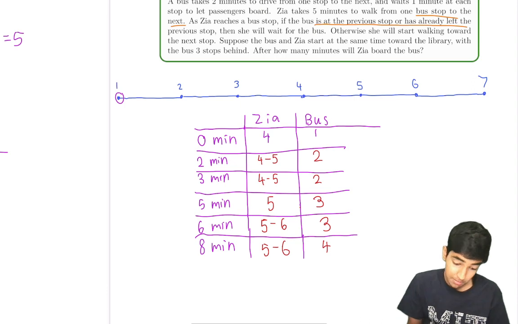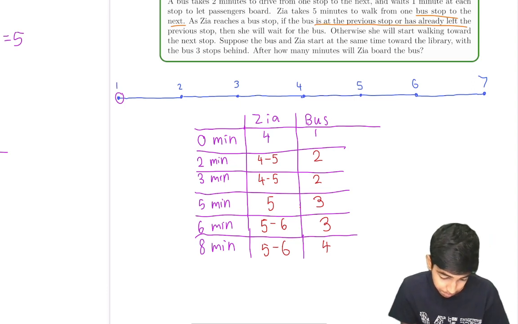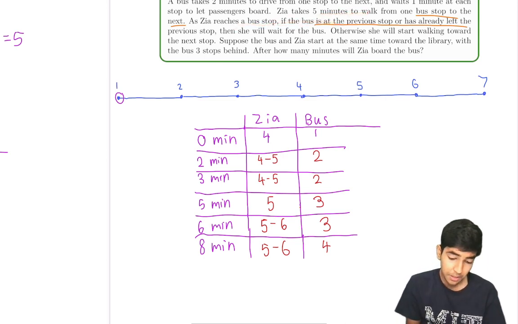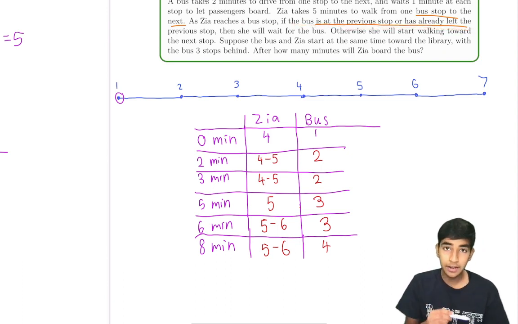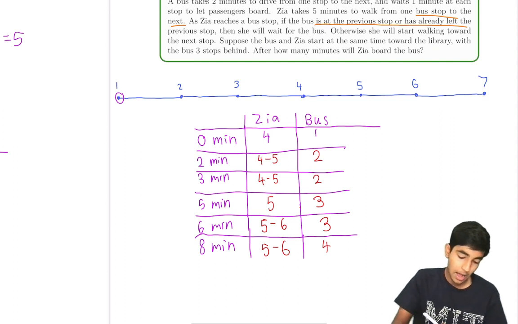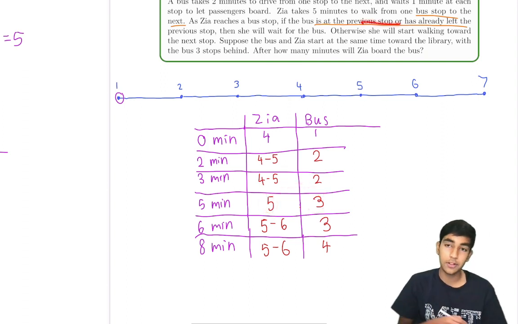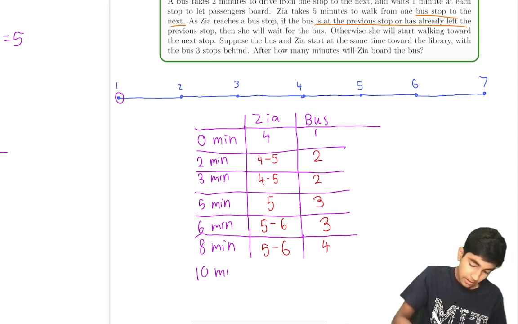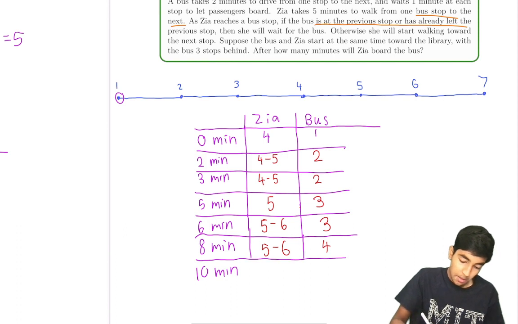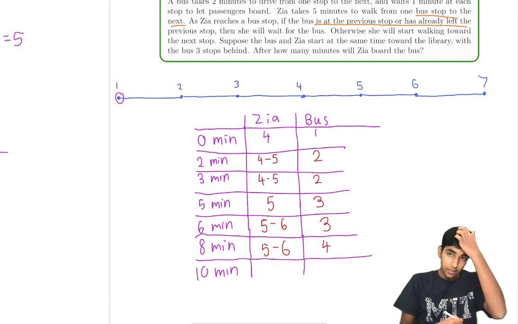Okay, so let's go back to the problem here. It says that Zia takes 5 minutes, and as Zia reaches a bus stop, if the bus is at the previous stop or has already left, then she will wait for the bus. But as you can see, after 5 minutes, that did not happen because Zia was still 2 stops ahead. It was not at the previous stop yet. Will this happen after 10 minutes? After 10 minutes, will Zia be within a stop of the bus?